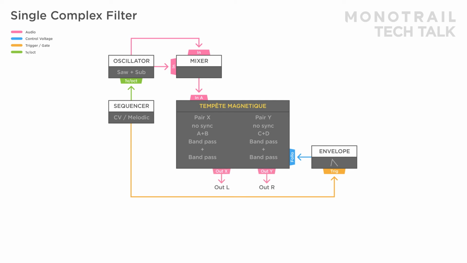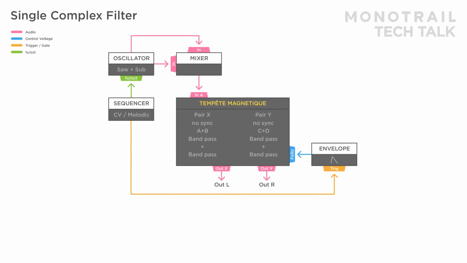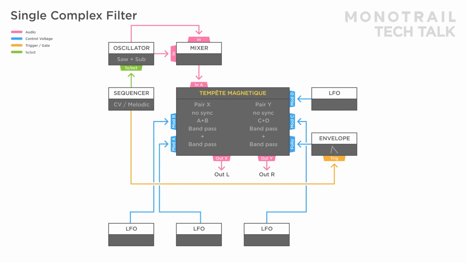Out X and out Y are used to create a left and right stereo signal, each of them outputting the sum of each pair. To add some motion, 4 free-running LFOs are used to modulate mod A, B, C, and D.